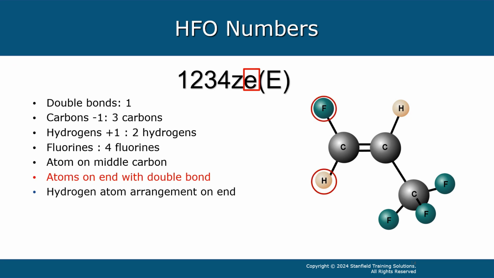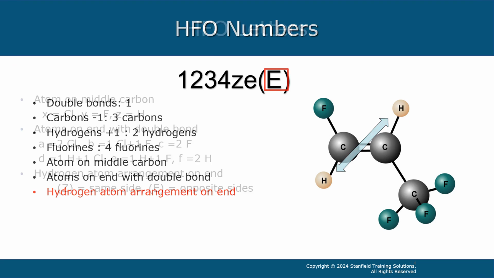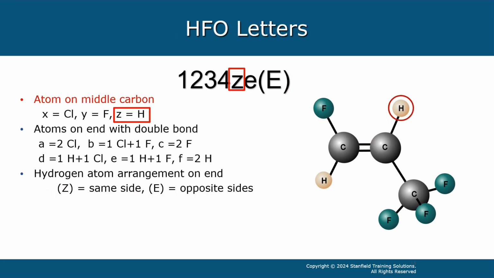The second lowercase letter designates the atoms on the end of the molecule with the double bond. And finally, the uppercase letter on the end describes the arrangement of the hydrogen atoms. The first lowercase letter indicates the atom bonded to the middle carbon. X for chlorine, Y for fluorine, and Z for hydrogen.